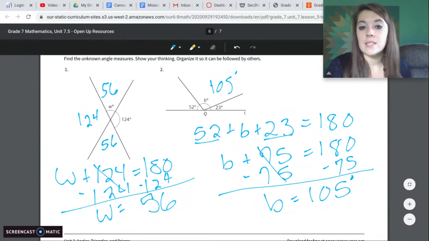All right, your keyword for this lesson is equation. Equation. All right.